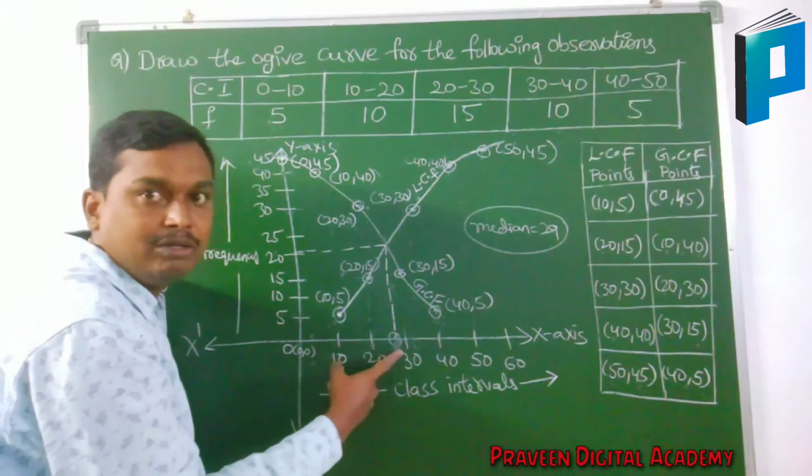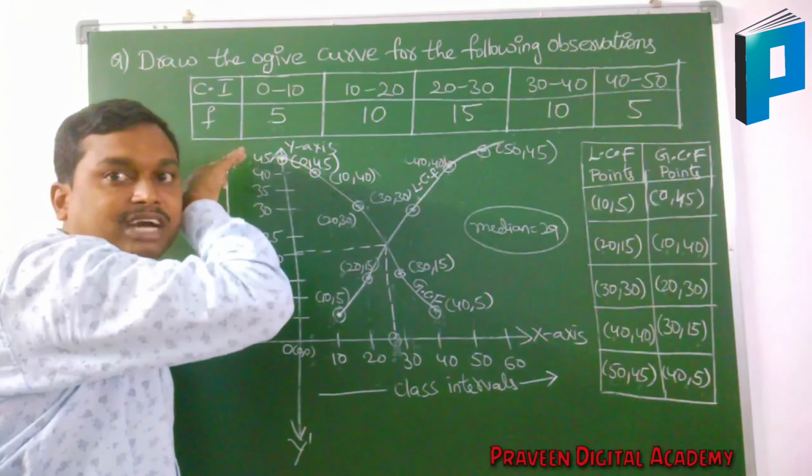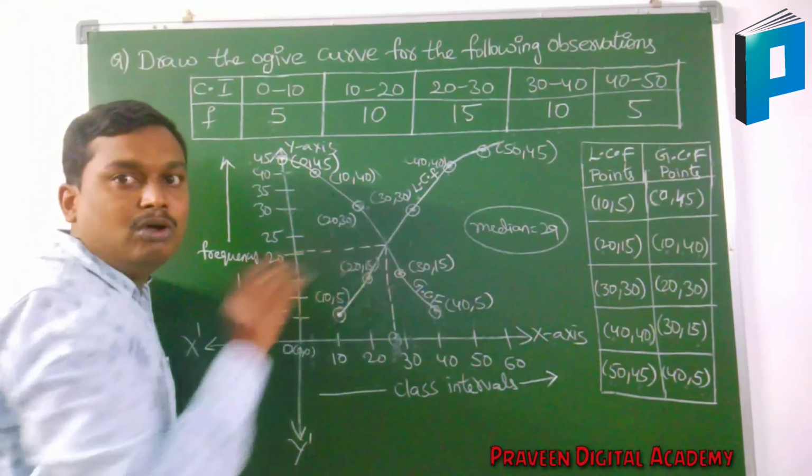The median of this data is 29, and this median we found by the ogive curve, and the ogive curve has both less than and greater than cumulative frequencies. If they are not asking anything specific, we will find both LCF and GCF. If they are asking only LCF, we will draw only the LCF curve. The LCF curve goes from bottom to top, and the GCF curve comes from top to bottom.